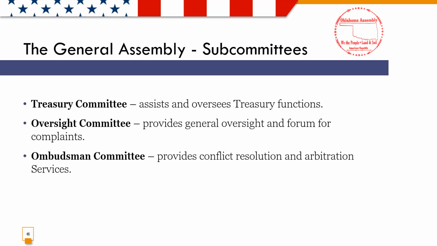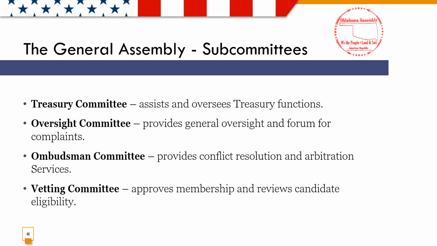a forum for complaints. And the ombudsman committee, that's a new word for me, provides conflict resolution and arbitration services. Nobody wants to go to court, especially nobody wants to go to court and be represented by an attorney. So that's what the ombudsman committee is really helpful for. It just provides conflict resolution, so nobody has to go to court if you don't want to. It's always good to settle it in private.